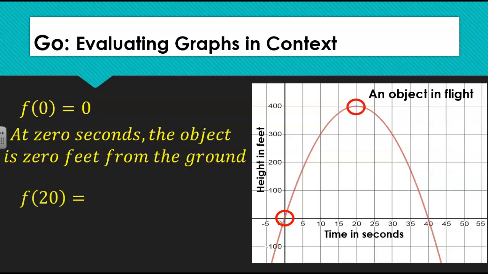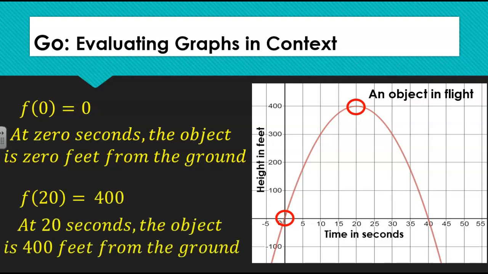When we look at the x value equaling 20, or at 20 seconds, what is the height of the object? We can see from the graph that it is 400 feet off the ground. We can also see that this is the maximum point of this quadratic function. And if we were to continue on with this, we could see that it crosses our x-axis again at 40 seconds, which tells us that at 40 seconds, the object would be back down on the ground. So it would take 40 seconds for the object to be launched, hit its maximum height, and come back to the ground.